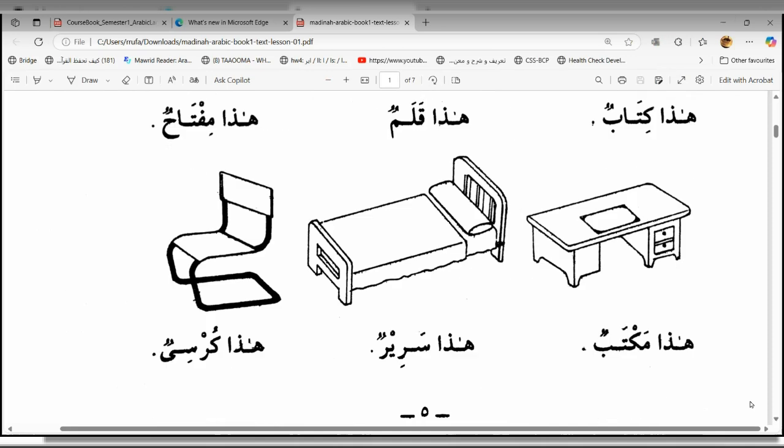Now the last line is هذا مكتب. This is a desk. هذا سرير. Yeah, this is a bed. هذا كرسي. This is a chair.